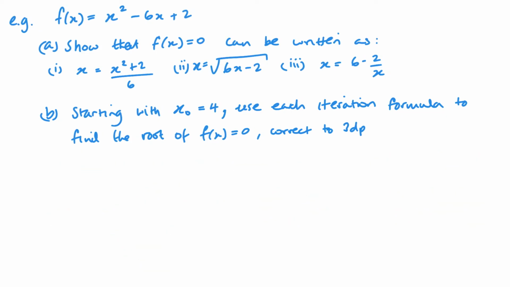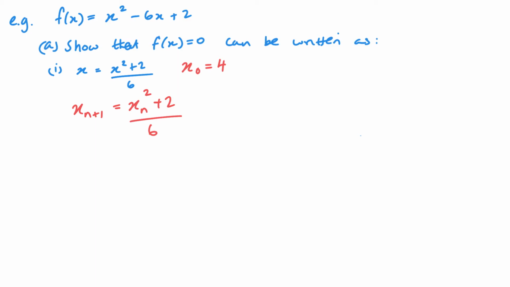Okay, now for part B, you can see I'm just starting to make a little bit of space here. For part B, we're going to start with x0 equals 4 in each iteration, and then we're going to find the root of f of x equals 0. So I'm just going to make a little bit more space again. There we are, that's better. And as you can see, I've added in an n plus 1 and an n into my formula now, because once I've created this iteration formula, that's what I use.